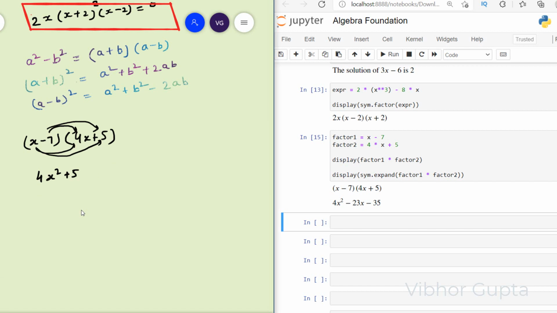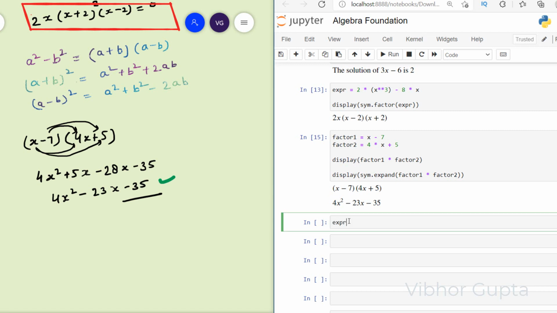I'll erase it. Okay, so it would be 4x square plus 5x minus 28x minus 35, and now it would be 4x square minus 23x minus 35. Okay, this time we got the correct output, right? Okay, so far so good. Now let's explore some more functions.